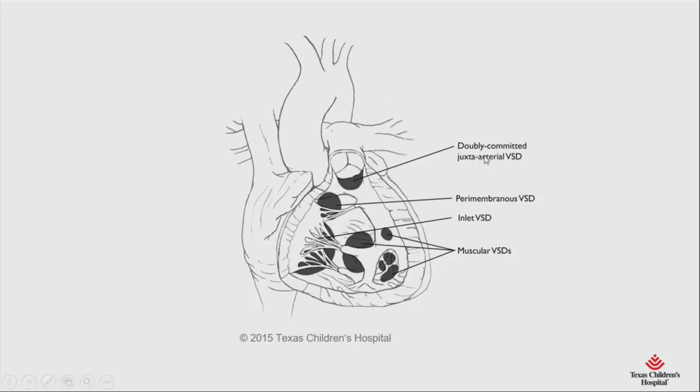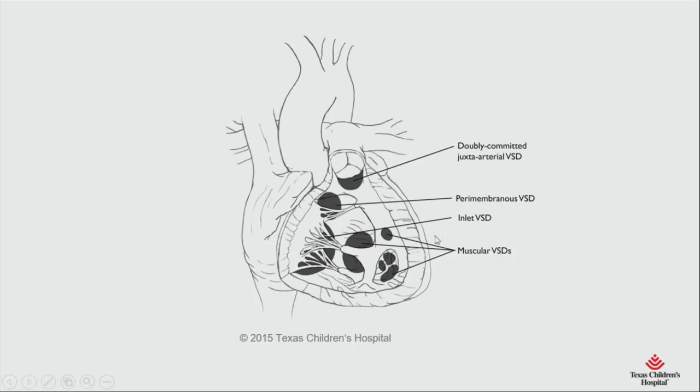The doubly committed juxtaarterial VSD, or supracrystal VSD, or subpulmonary VSD, however you want to call it, is a VSD that's related to both the pulmonary valve and the aortic valve. The way you distinguish these VSDs is that there's no infundibular septum, or a very short infundibular septum, between the aortic valve and the pulmonary valve. Normally the pulmonary valve sits up on a little piece of muscle, the conus or the infundibular septum. In these patients, the pulmonary valve is displaced inferiorly, and there's continuity between the aortic valve and the pulmonary valve. We'll talk a little bit more about these particular defects in a second.